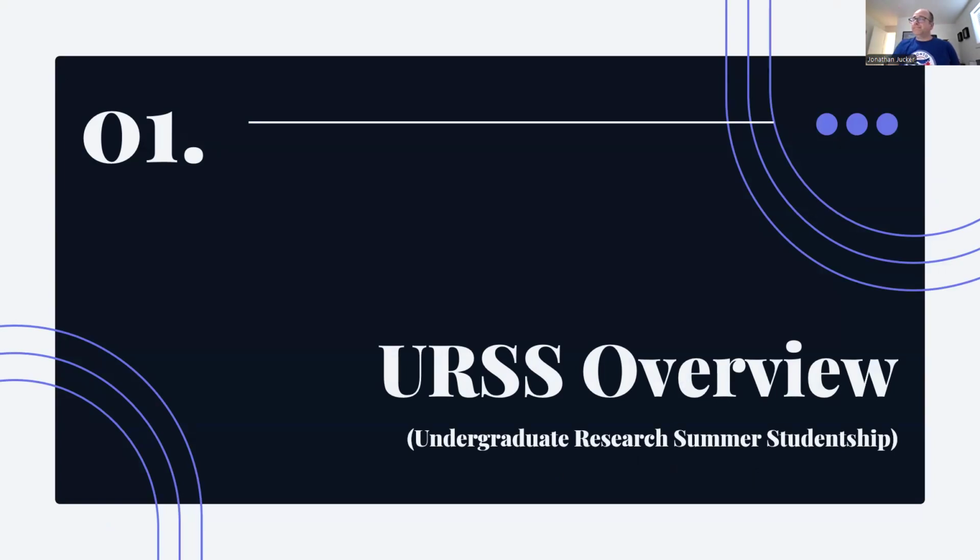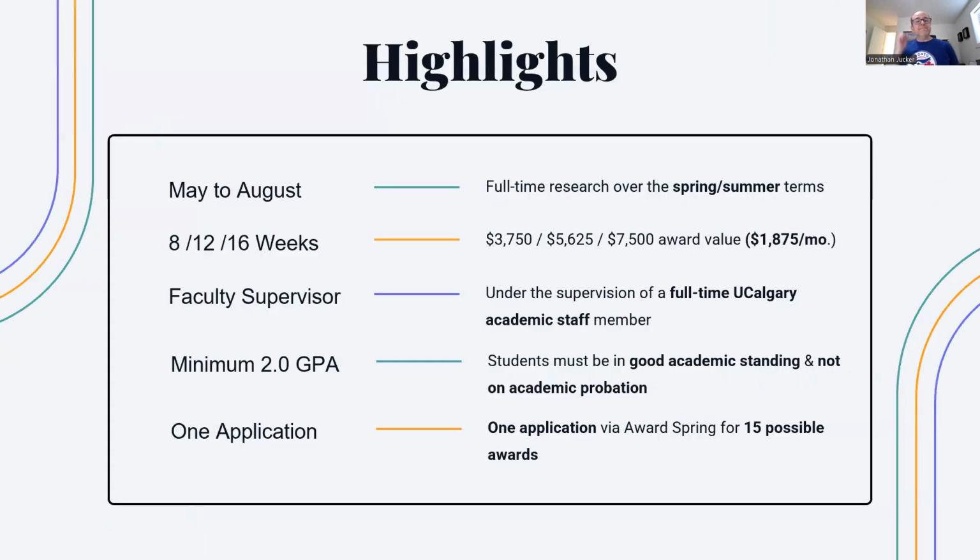Thanks for checking. So with an overview, some of the main highlights, this summer studentship happens from May to August. And it can run 8, 12, or 16 weeks, depending on the type of project you want to do and the length of time you think it will take. And depending on how long it is, will indicate how much you will get paid for that summer studentship.